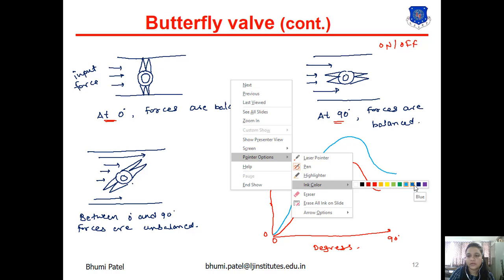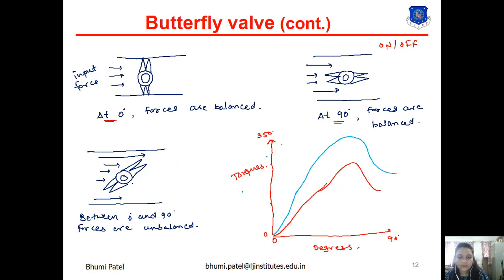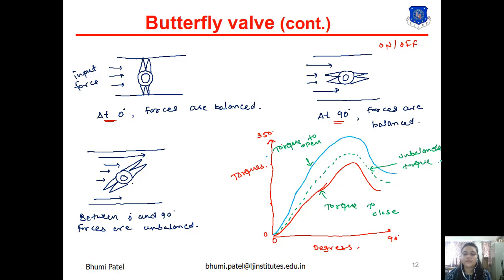and whenever the forces are unbalanced we can get this type of characteristic. So this characteristic is torque to close, torque to open, and this is for unbalanced torque. So in the butterfly valve we can get three types of torque characteristic.